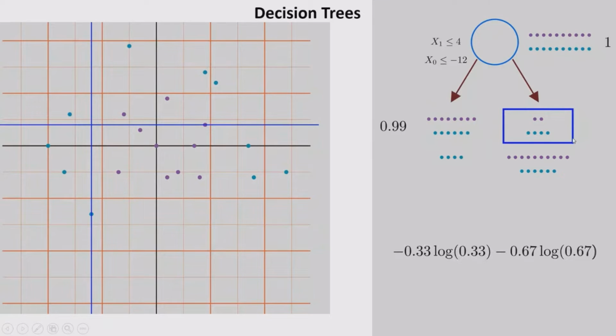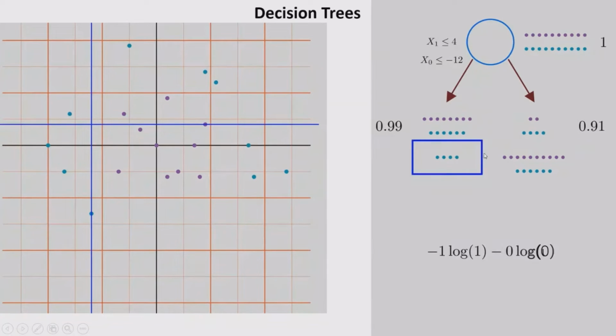What about this one? 2 by 6 and 4 by 6. Right? And that will give you the entropy for this case. Okay. What about this?